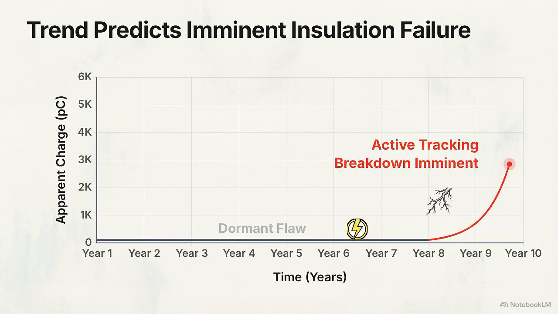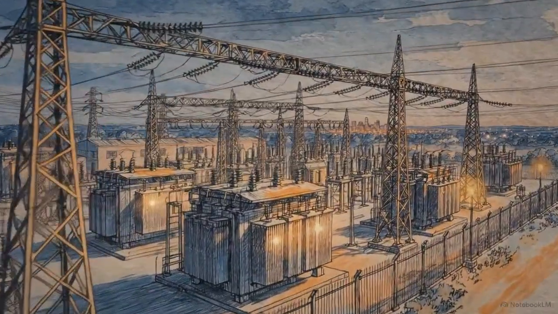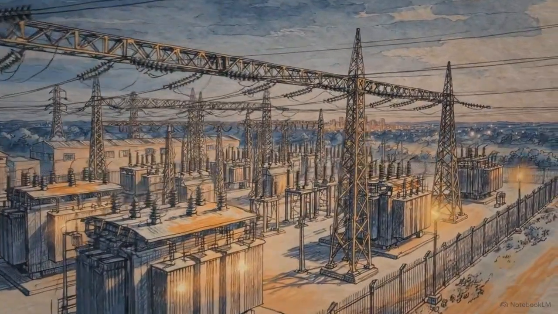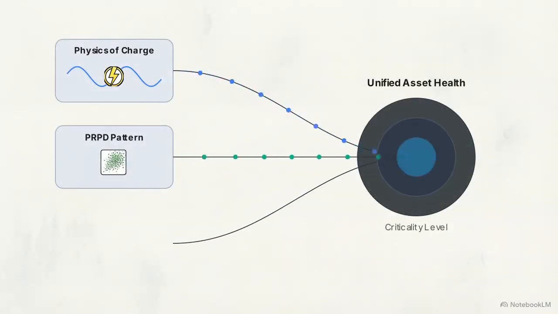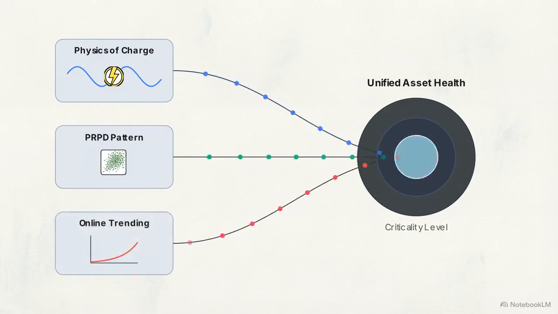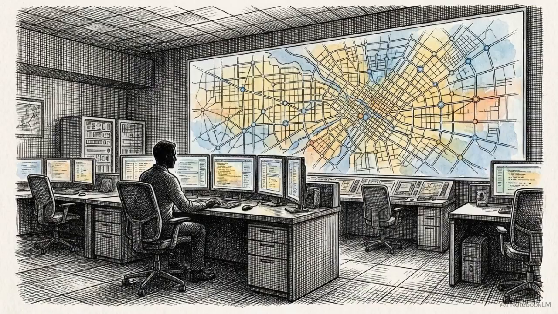Breakdown is imminent. Detecting that curve before the insulation fails is the difference between a controlled repair and a catastrophic regional blackout. By fusing the fundamental physics of apparent charge with PRPD pattern recognition and continuous online trending, grid operators no longer wait for assets to explode. They track the invisible spark, predict the breakdown, and secure the grid.